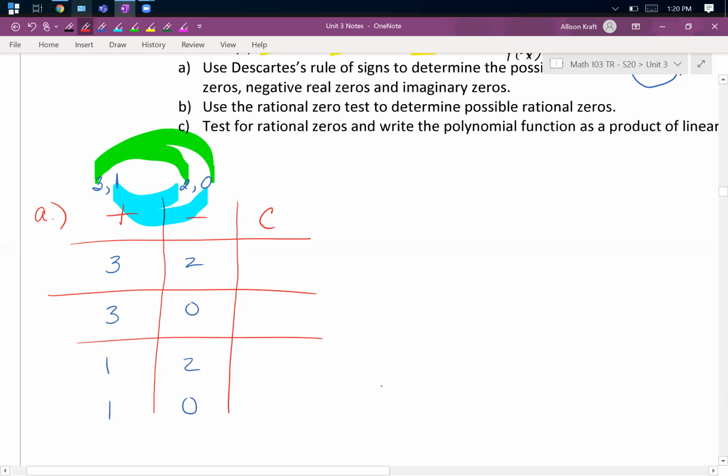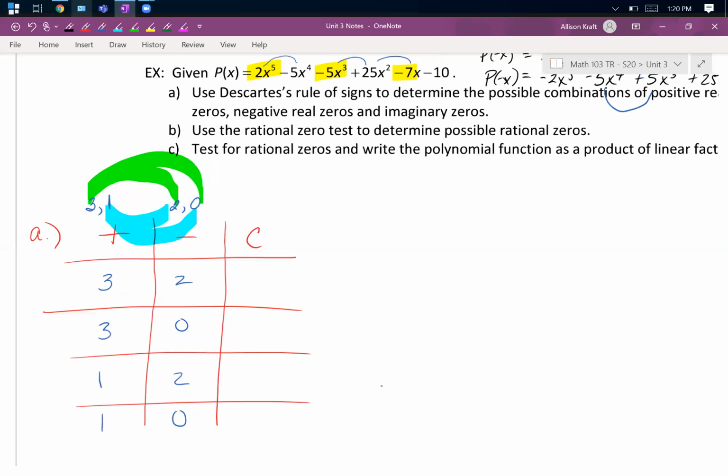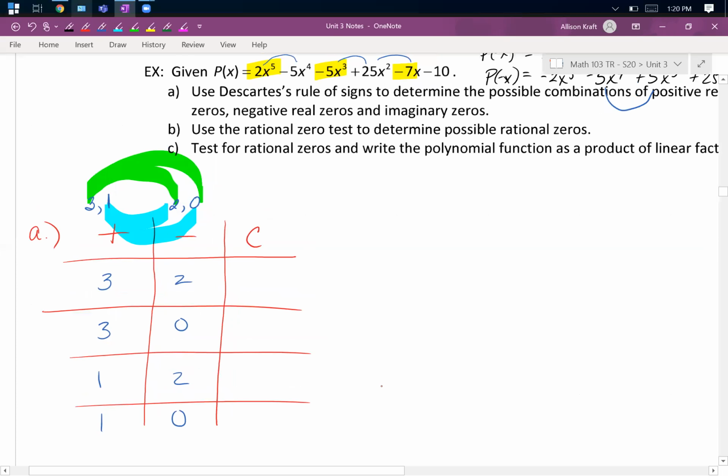So this chart, we have 4 different options for the combinations of zeros. We need to fill in our complex column with whatever number makes it so that each row adds up to be the degree, and our degree this time is 5. So every row needs to add up to be 5. So what number should we have in our complex column?